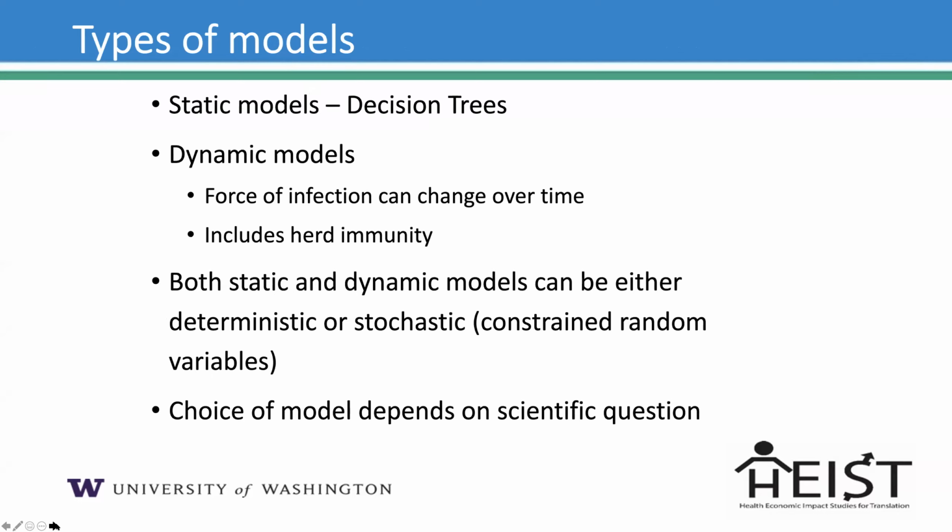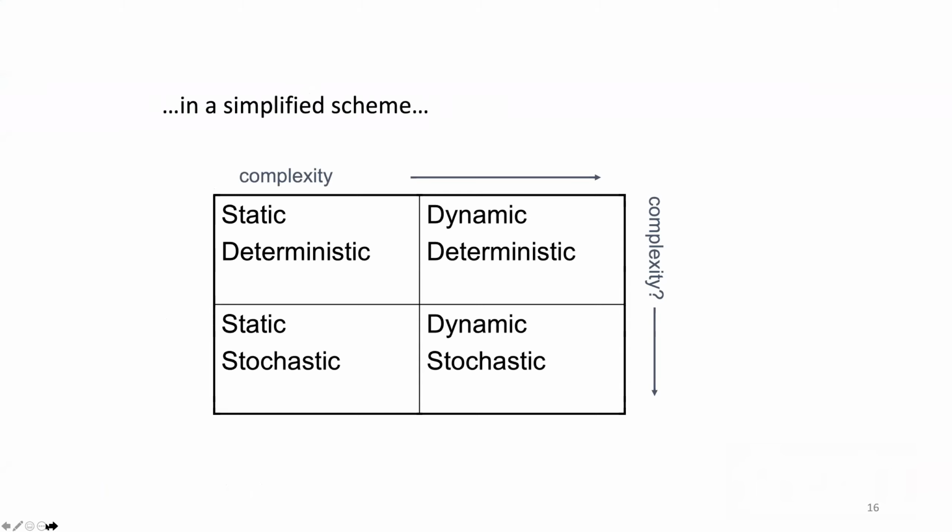So I'll talk mostly today about dynamic models because Jim has done a good job of talking about linear models, which are appropriate for many questions, especially for non-infectious diseases. And you can think about the complexity increasing as you add infectious disease transmission and as you add stochasticity.